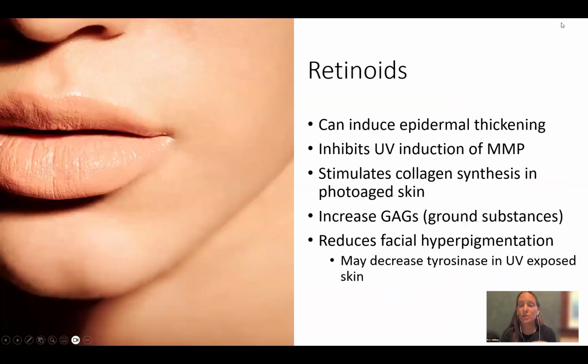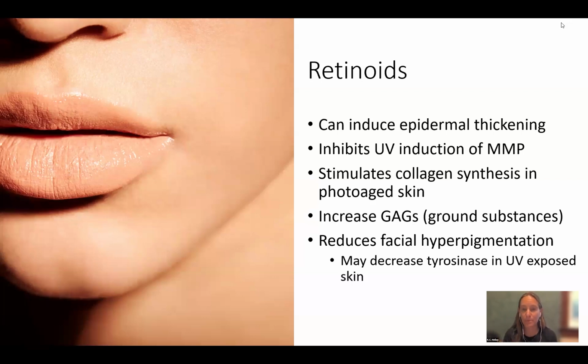So retinoids, again, can induce that epidermal thickening, which we want. They can inhibit UV induction of MMPs. And MMPs are enzymes that are found in the skin that actually break down your proteins, so your collagen and your elastin, right? And you want some of that, right? Because collagen and elastin do wear down, but you don't want your MMPs to be outpacing your ability to synthesize these. And that's what happens when we start to get a little bit older, which again is another benefit of retinoids. Retinoids can actually stimulate that collagen synthesis in photo-aged skin. They can increase those GAGs, or those ground substances, GAGs being an acronym for glycosaminoglycans again.